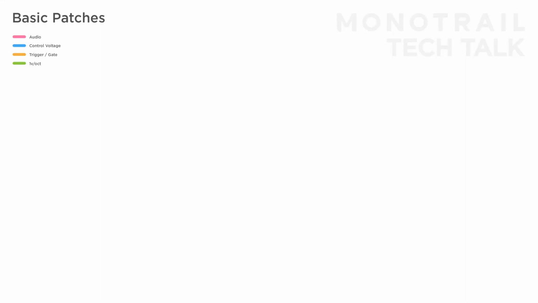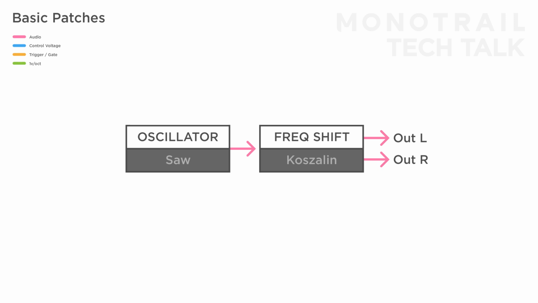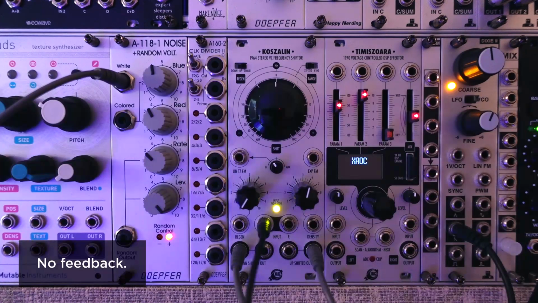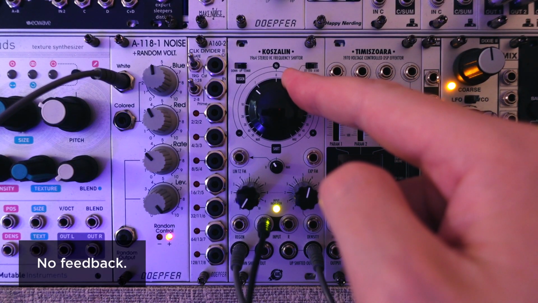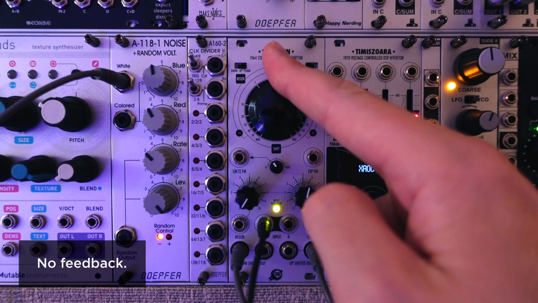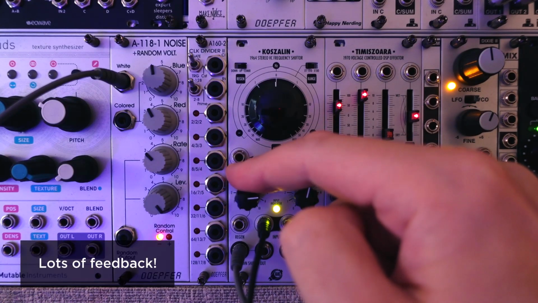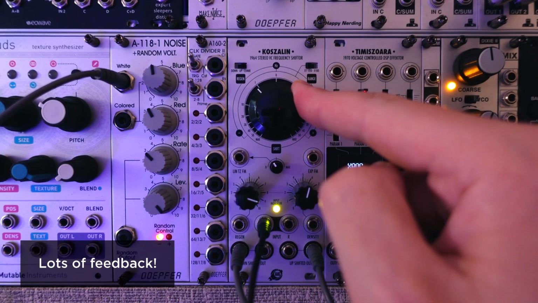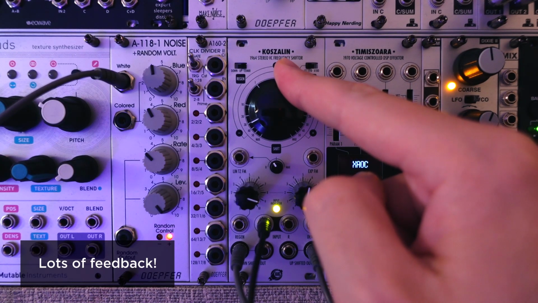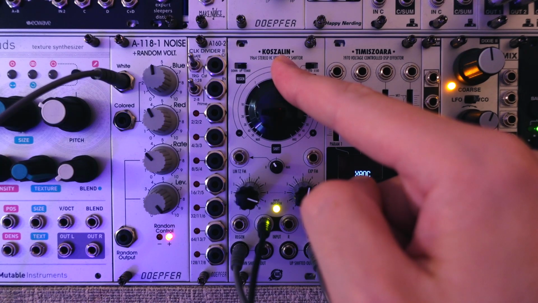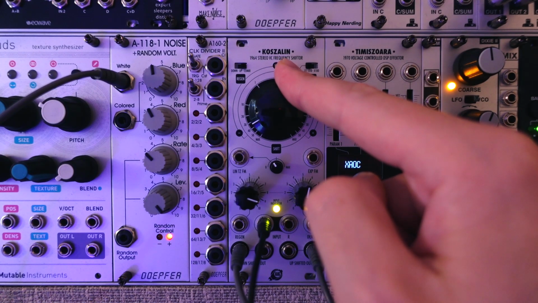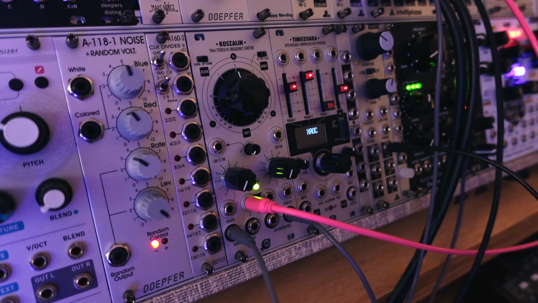The internal feedback options add a lot of sonic possibilities to the module. Here is a simple steady saw wave oscillator through Koszalin. One up and one down shifted output are used to create a stereo sound from a mono input. Let's tweak those feedback controls using the melodic setup we used before.